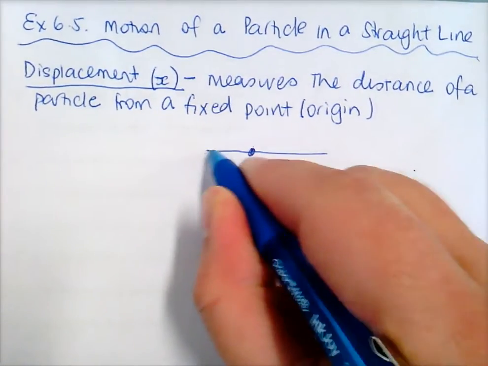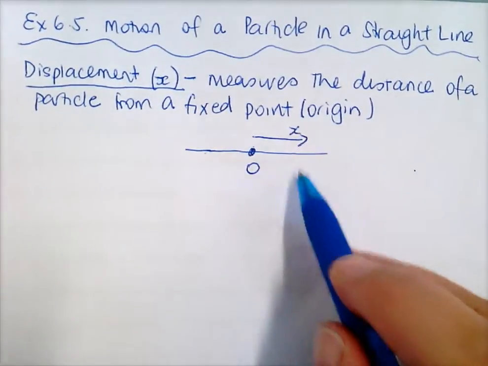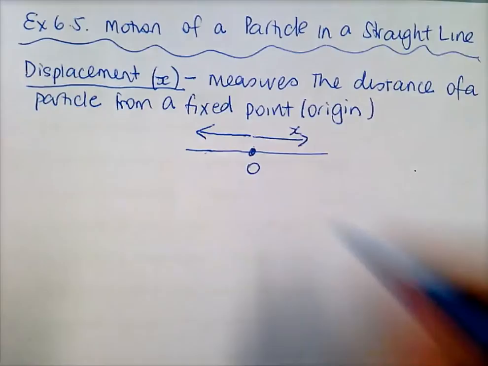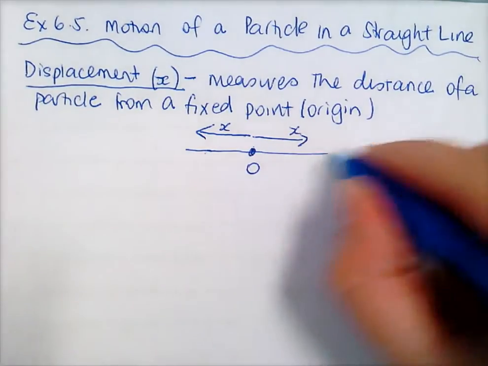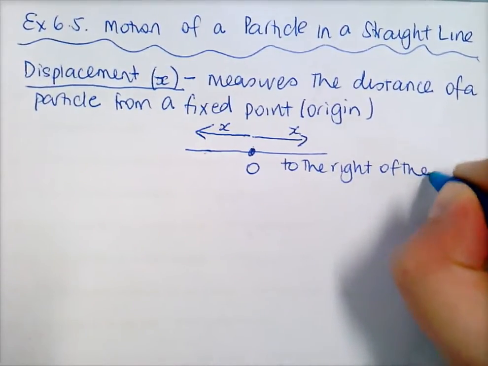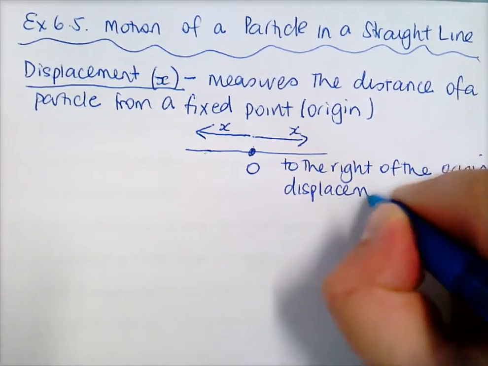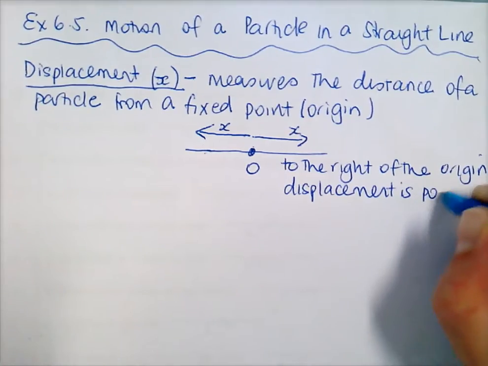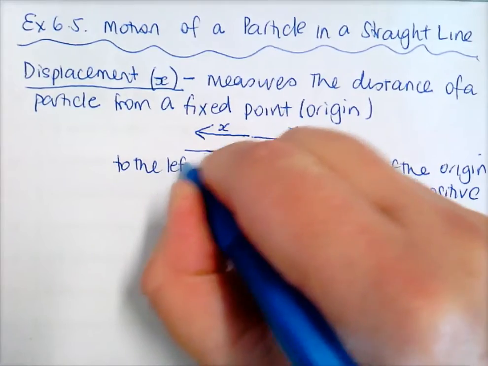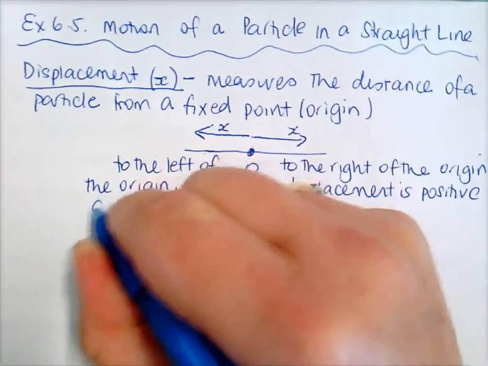So for example, if this is the origin here, if the particle comes along here, then on this side displacement would be positive. To the left of the origin, displacement is negative. So to the right of the origin, displacement is positive. And to the left of the origin, displacement is negative.